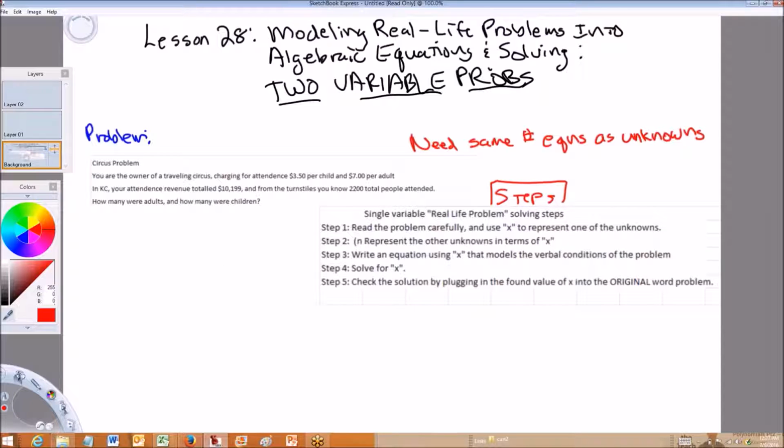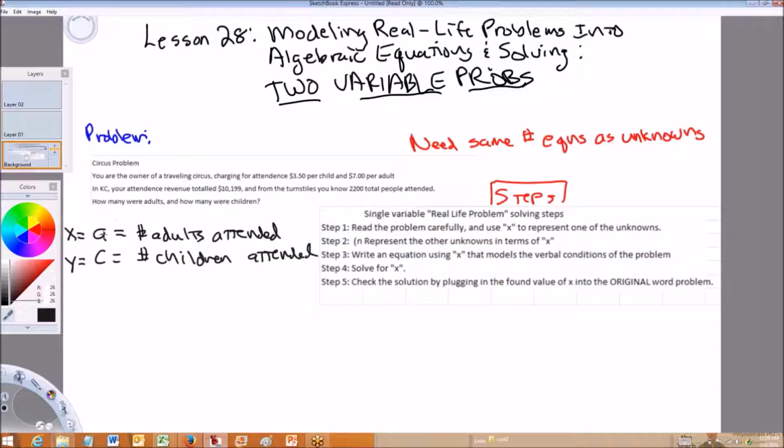All right, so starting with step 1, we've read the problem, we understand the problem. We're not going to use x, we're going to use A and C, because what we want to know is the number of adults and the number of children that attended. These are our two unknowns, and we could have let them be x and y, but to me, A for adults, C for children makes more sense. So we will use A and C.